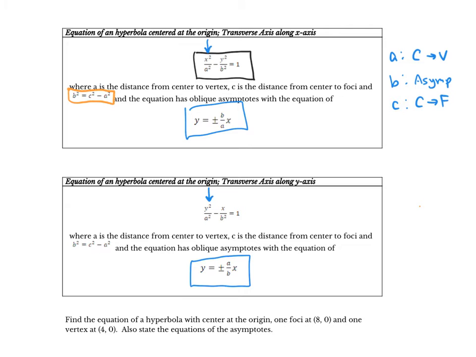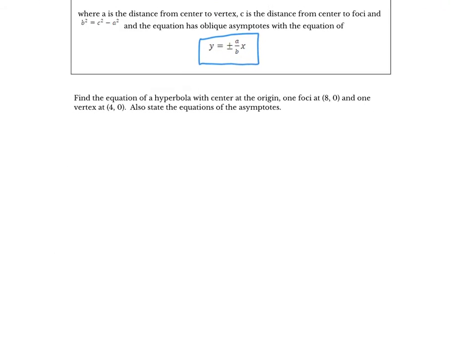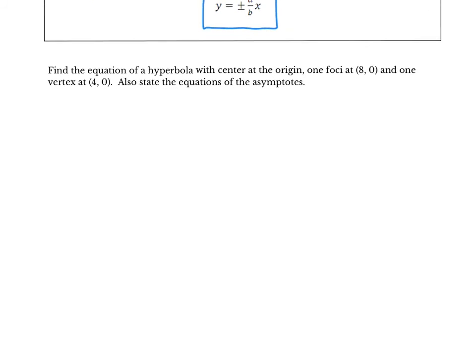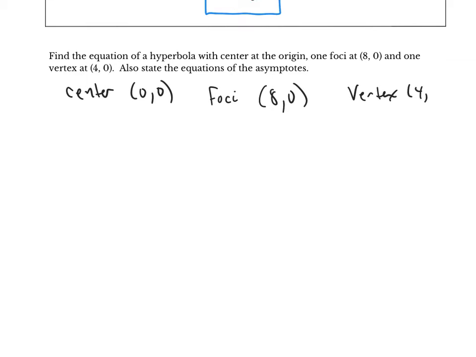So let's look at an example, a couple examples of how we can do this. We'll start by writing the equation of an ellipse or a hyperbola. So we want to find the equation of a hyperbola with a center at the origin. So we'll go ahead and say we know our center is at 0, 0. It has a foci at 8, 0, and it has a vertex at 4, 0.